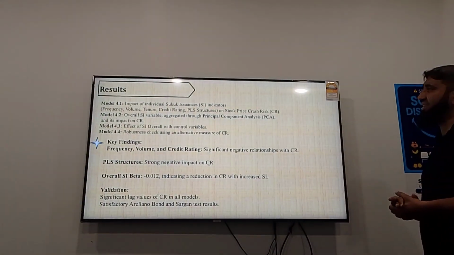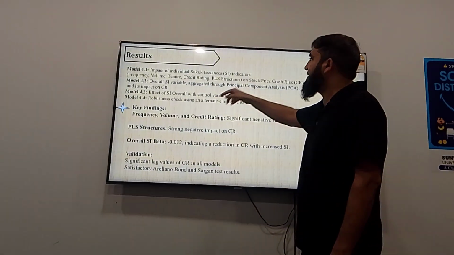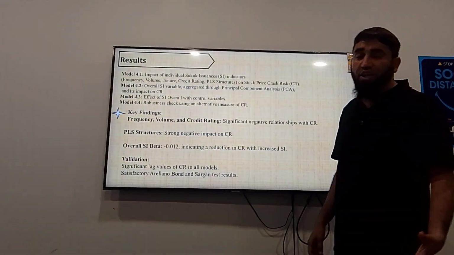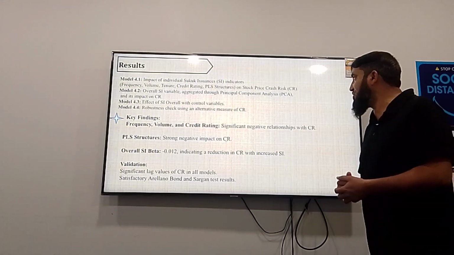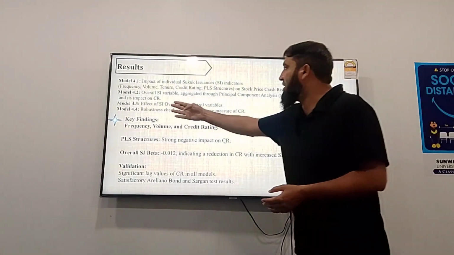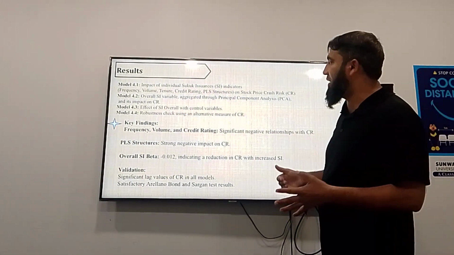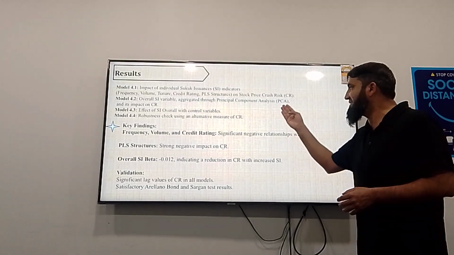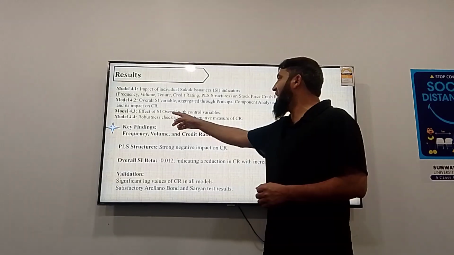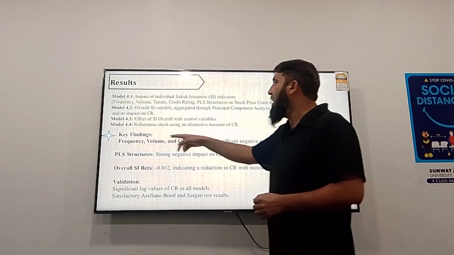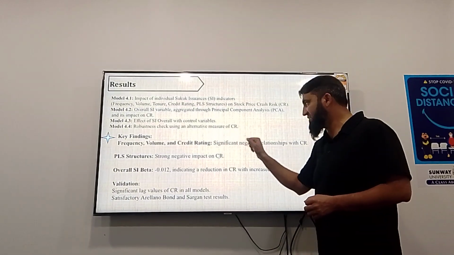Let's come to the results. Model 1 shows the impact on individual stock issuance indicators such as frequency, volume, tenor, credit rating, PLS structure, and stock price crashes. Model 4.2 tells us the overall SI variable, aggregated through principal component analysis, PCA, and its impact on CR. Model 4.3 tells us the overall SI with control variables. And finally, model 4.4 is a robustness check using alternative measures of CR.